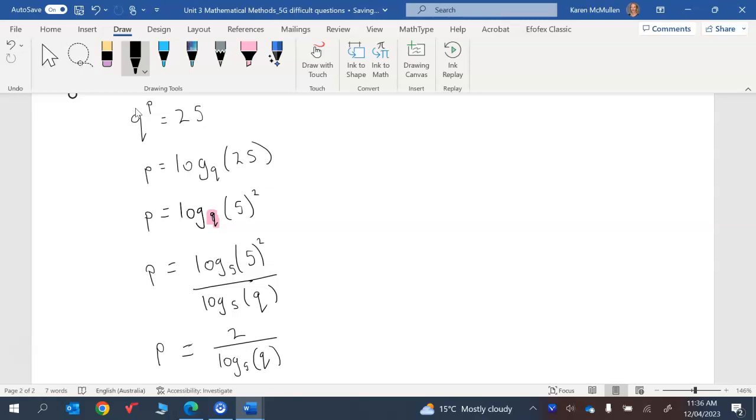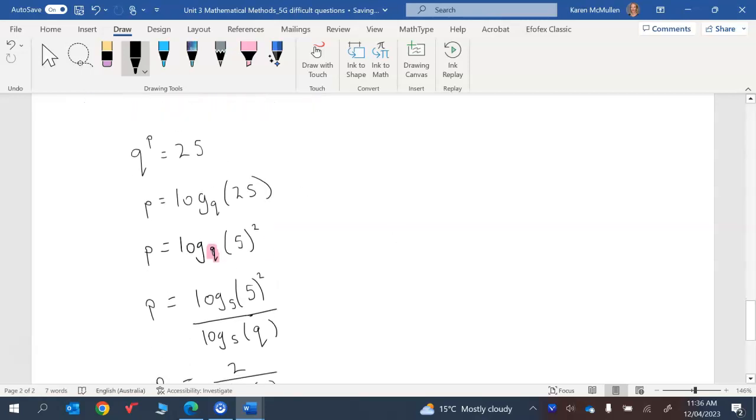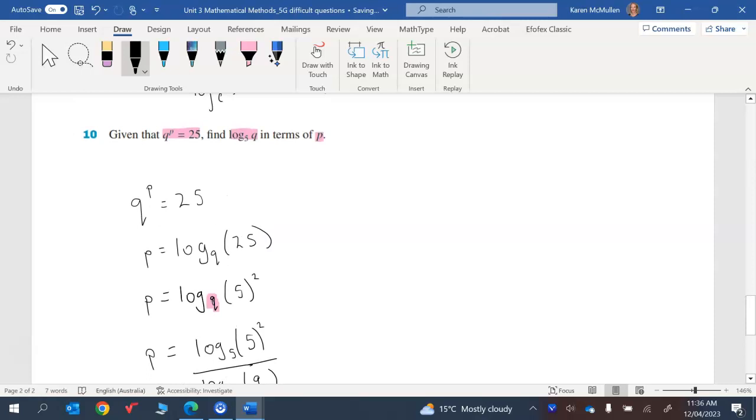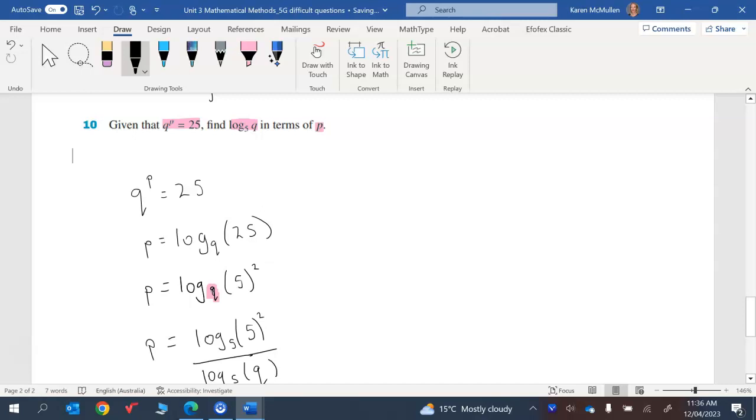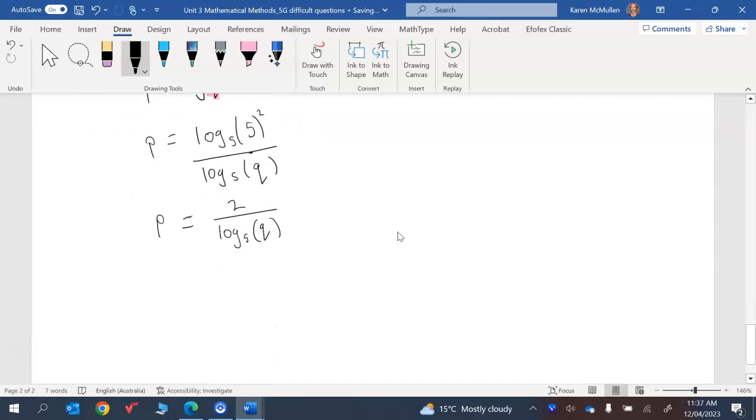Let me just go back up here. Sorry, let me just show you what we're doing. I found p, but we want log base 5 of q in terms of p. So I just need to rearrange this equation. So we're just switching these over basically. If you wanted to, you can multiply by the log and then divide by p and you'll get the same thing. So log base 5 of q is equal to 2 over p.